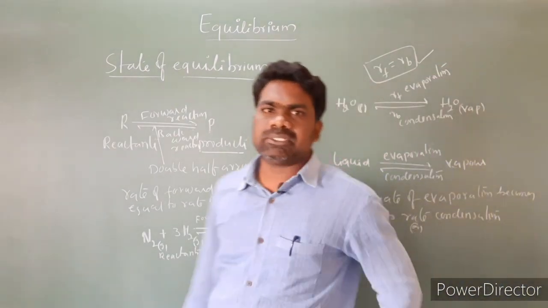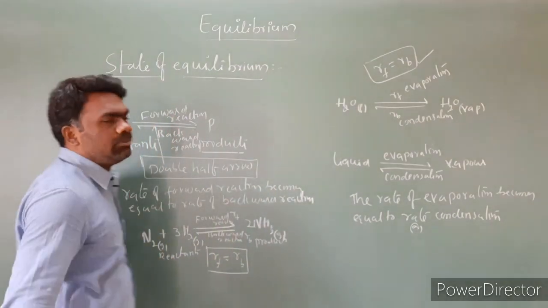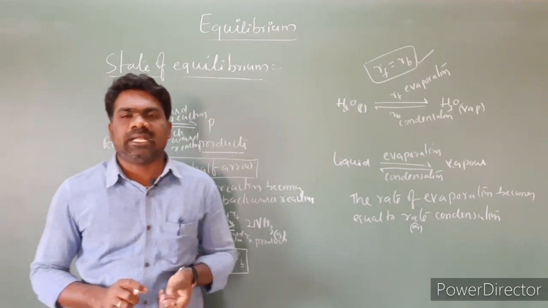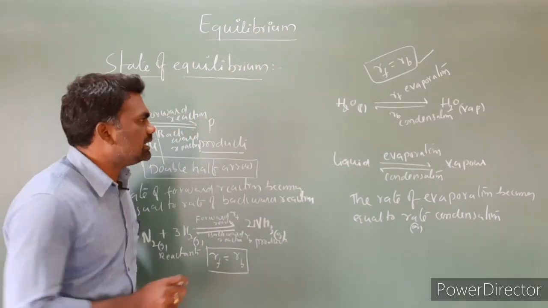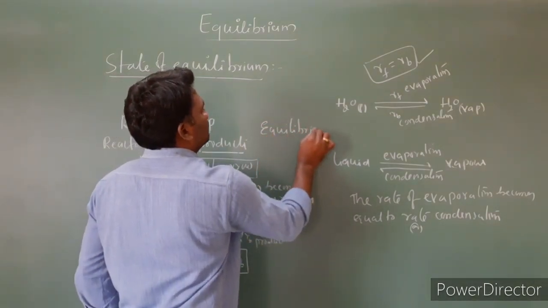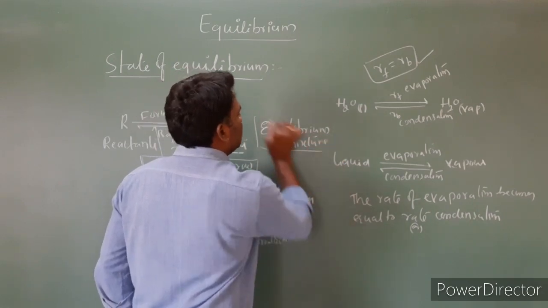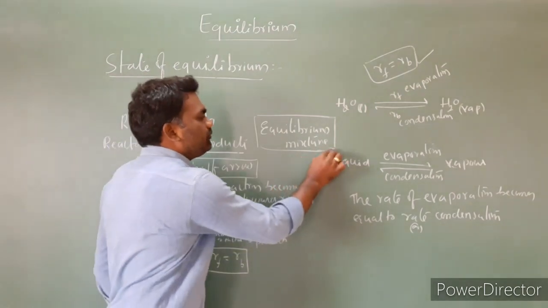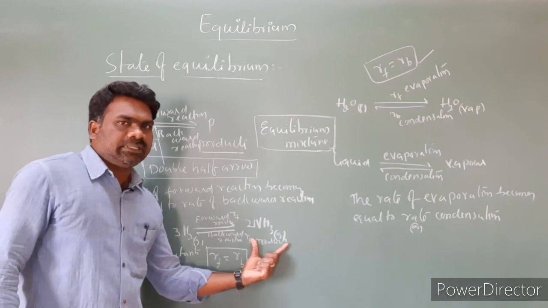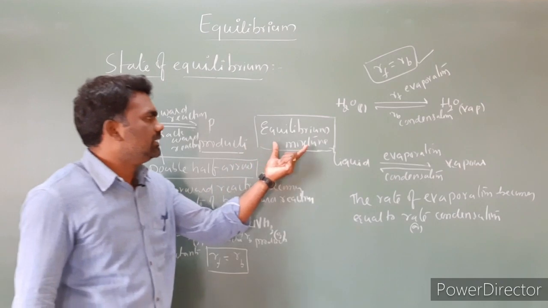Next, the equilibrium state can be indicated by using a double half arrow. And another important point is that the mixture of reactants and products at the equilibrium state is known as the equilibrium mixture. So what is the equilibrium mixture? The mixture of reactants and products at equilibrium state is known as equilibrium mixture.